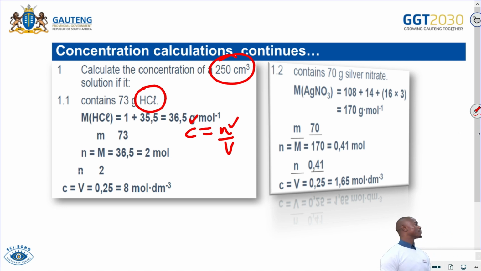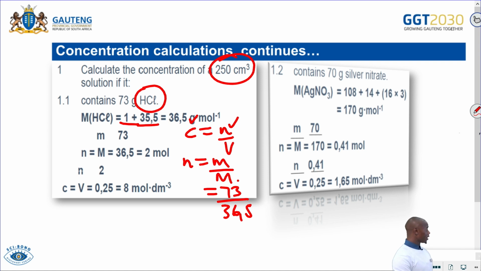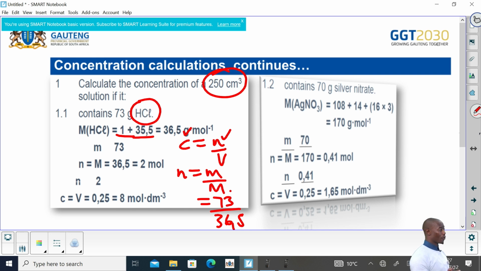How can we get the number of moles given the mass of a substance? n is equal to mass over molar mass. The mass is 73. What is the molar mass of hydrochloric acid? Hydrogen is 1 and chlorine is 35.5, so 1 plus 35.5 is 36.5. So we have 73 divided by 36.5. Let's calculate the number of moles: mass is 73, molar mass is 36.5.